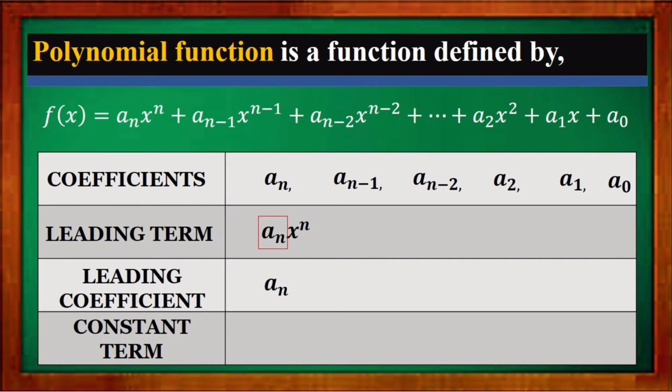So last one, we also have what we call the constant term. And from this representation, our constant term is a sub 0. So when we say constant term, it is the number having no variable, just the constant number. A constant term is just the constant number of the given function.